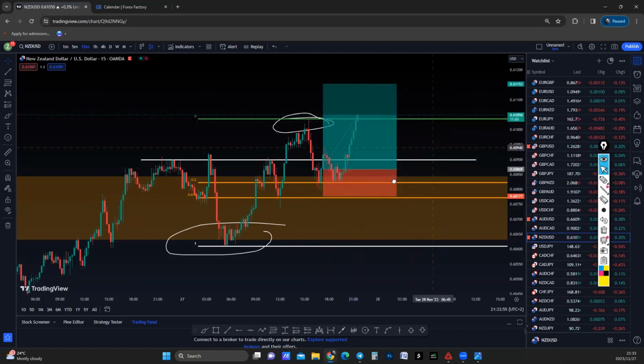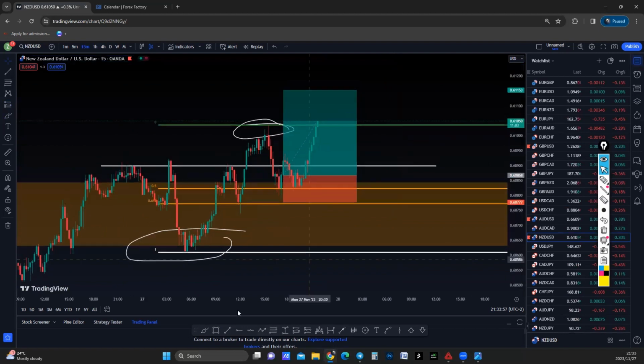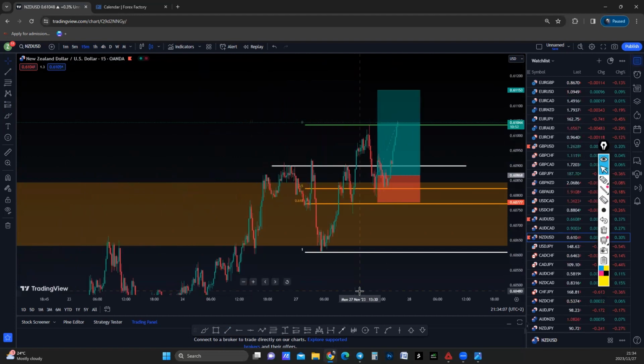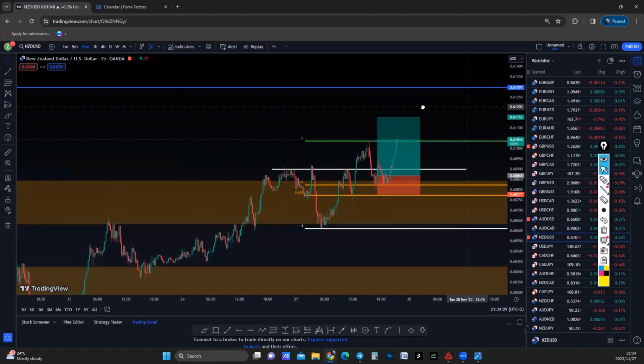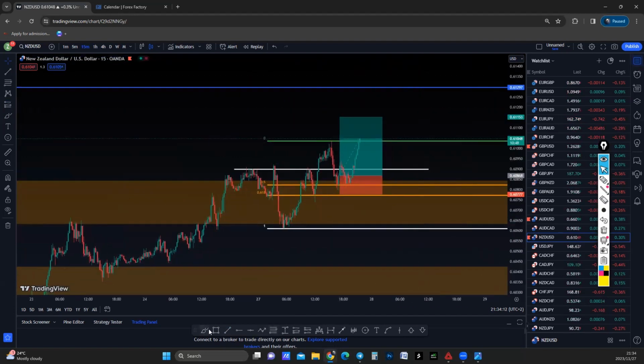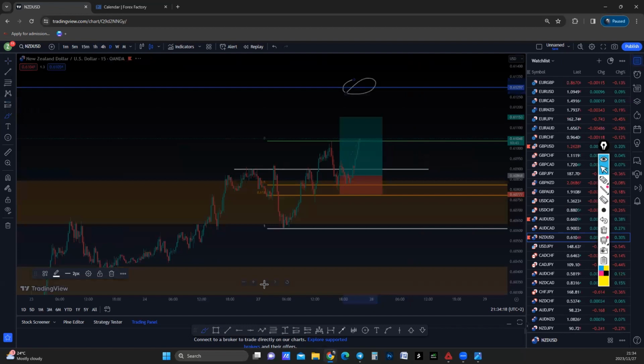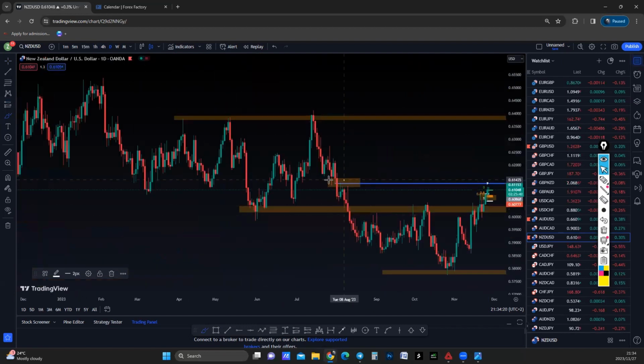So guys, now if maybe you are in this trade, let me just share with you another method of taking profit. Okay, we all know that this is the take profit zone because we have a strong SNR here. Okay, we have a strong support and resistance there.